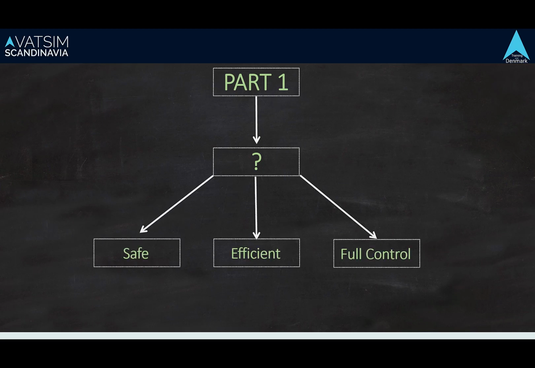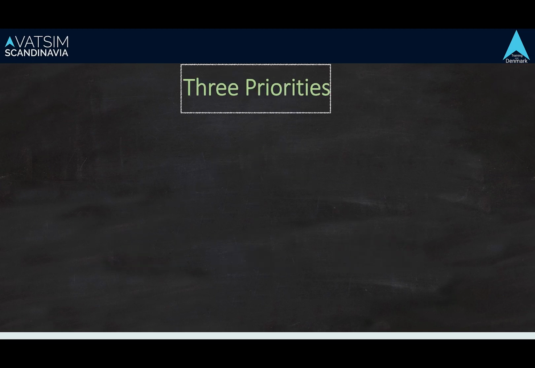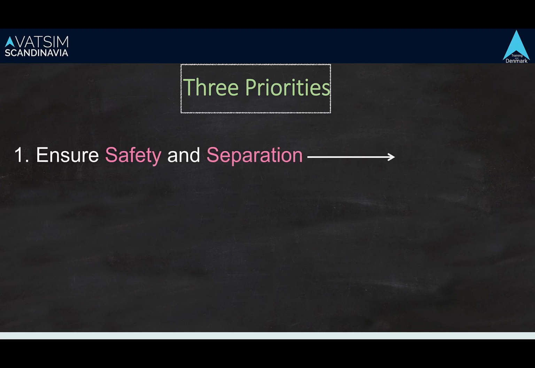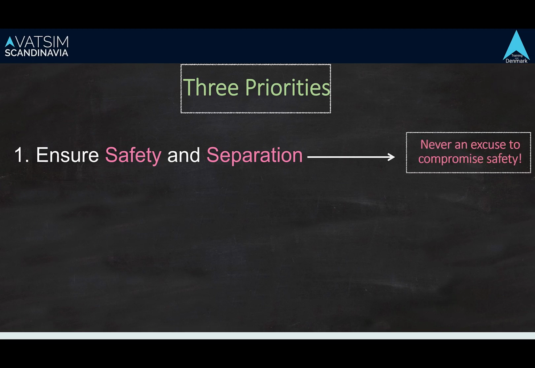There are many good techniques on how to do this. For this course, we will say that it can be merged into three priorities that we would like to use. First of all, ensure safety and separation. This is undebatable. You have to always know your priorities to make sure everything that's going on is safe. It's about knowing what is important and when it's important. You can never, ever make an excuse to compromise safety, and that's really how you fail at checkout.